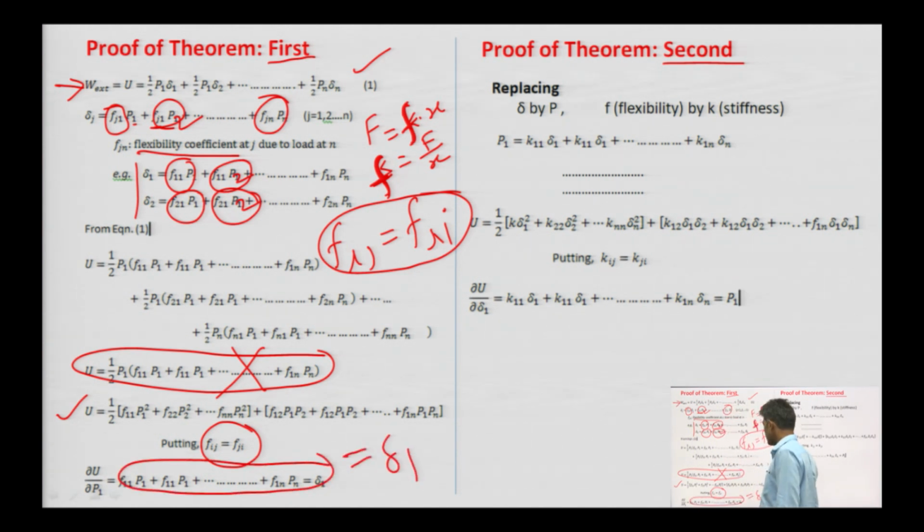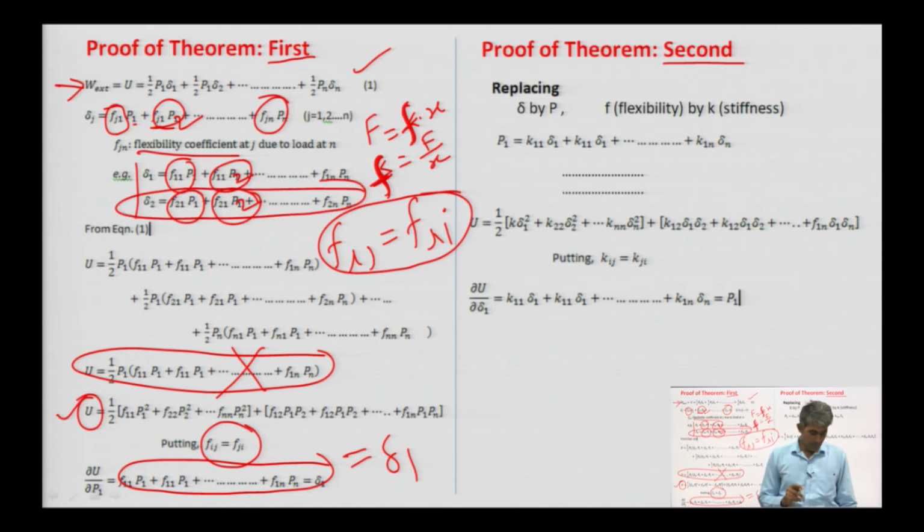delta 1. Therefore, we can conclude that the first partial derivative with respect to any force will give the corresponding displacement along the line of action of that force. If we differentiate this strain energy with respect to P 2, we will get this other expression. So this is the proof of the first theorem.